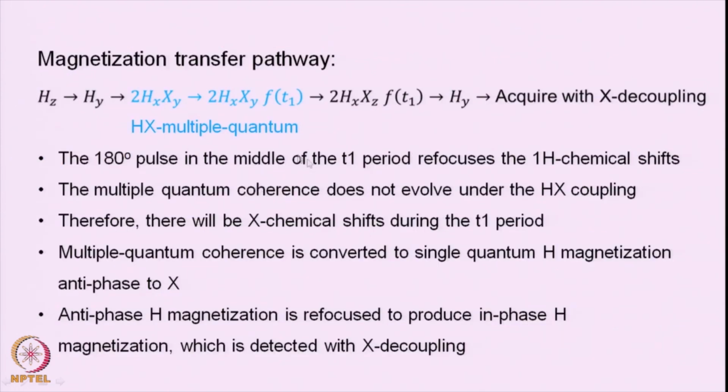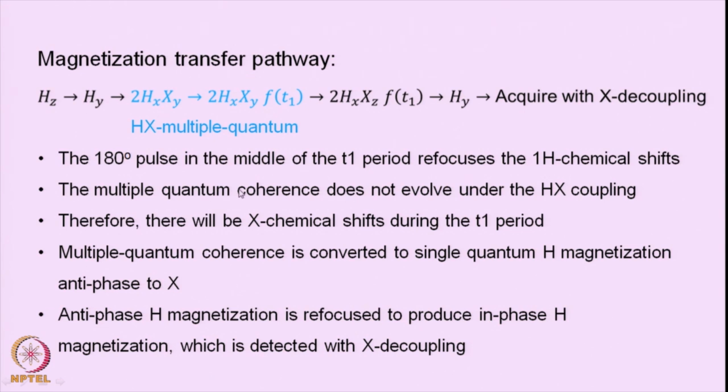Okay. Now let us look at the magnetization transfer pathway once again in more explicit terms. You start with the proton magnetization Hz, convert it into Hy and evolve it during the 1/2J period, and the relevant part of the product operator which is important for us, and other things do not contribute, will be 2HXXY, which I said is multiple quantum, which is a summation of zero quantum and double quantum. They will both eventually be retained in this manner during the T1 period, because they do not evolve under the proton X coupling. These are one bond, they do not evolve under it. So this operator term remains as it is, and then when you apply a 90 pulse on the X channel, you convert it into proton magnetization which is antiphase to X, and then during the next 1/2J period you refocus this into in-phase proton magnetization, and then after that you can acquire with X decoupling.